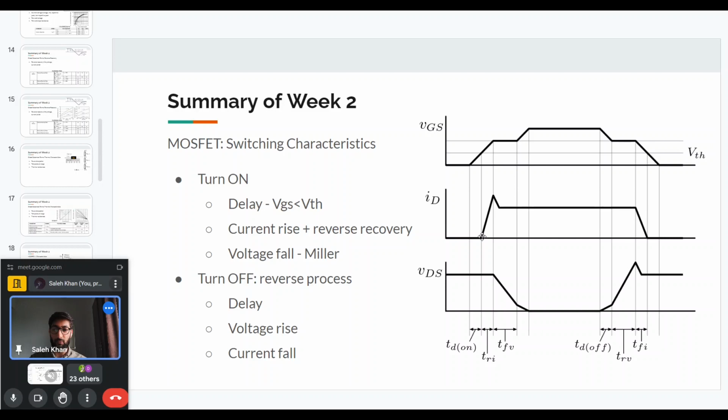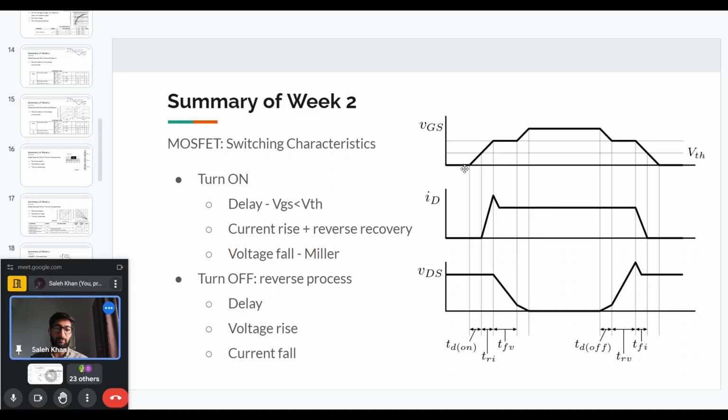First we talk about the turn on process. When we provide a positive voltage to the gate, first of all, the gate source voltage will rise slowly. The time it takes for the gate source voltage to rise depends on the device characteristics, but overall it is very small, in the nanosecond range or microsecond range at maximum. And until the gate source voltage reaches the threshold voltage, there will be no change in the current as well as the voltage.